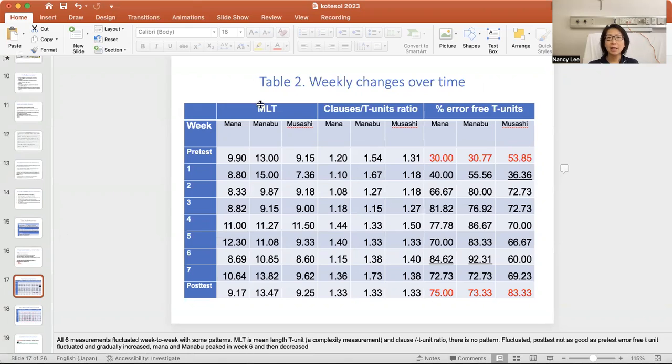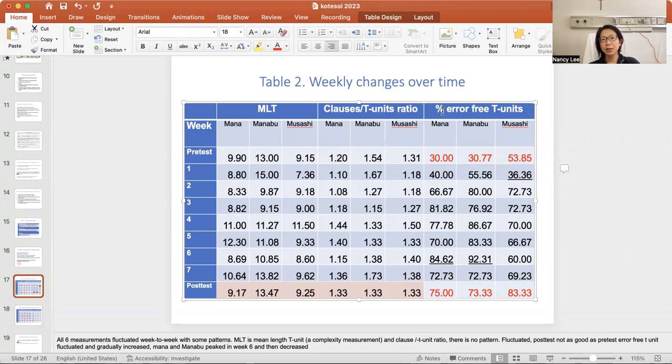You can see that for the first 2 complexity measurements, mean length of T-unit and clause over T-unit ratio, there's no real trend or tendency. The participants didn't really improve in the post-test compared to the pre-test. The numbers fluctuated throughout the weeks. The accuracy measurements are probably more interesting.